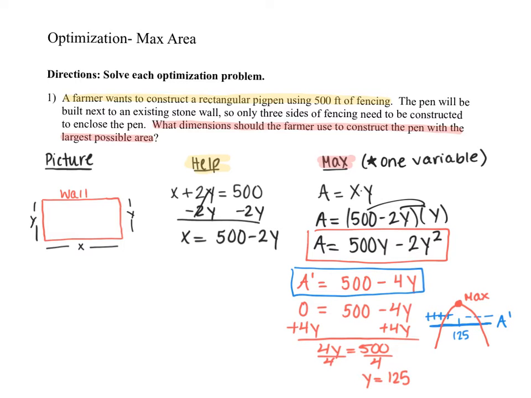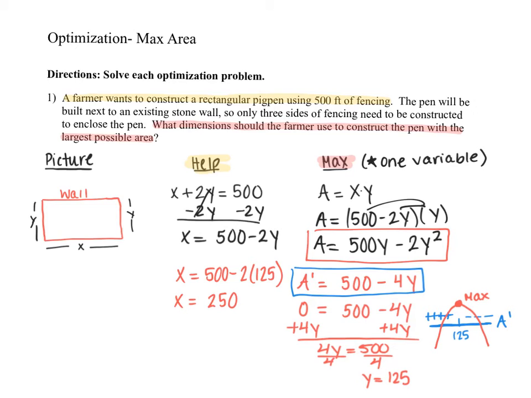So we're going to go back to our helper equation and plug in. So x is equal to 500 minus 2 times 125. So go ahead, type that into the calculator, and then hit resume when you're ready for the answer. So x should be equal to 250.